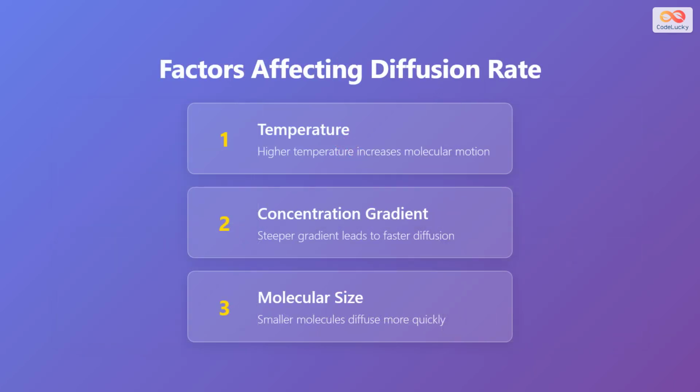Three main factors affect how fast diffusion occurs. First is temperature. Higher temperatures increase molecular motion, causing faster diffusion. Cold temperatures slow molecules down, making diffusion slower. Second is the concentration gradient itself. A steeper gradient, meaning a bigger difference in concentration, leads to faster diffusion. Third is molecular size. Smaller molecules can move more easily and quickly through spaces, so they diffuse faster than larger molecules.